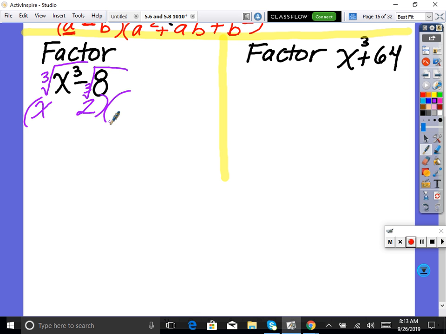Now start your sum. You do the front times the front, x times x. Then the front times the back. Then the back times the back. The original sign always drops straight down, so this must be minus. The next sign is always opposite of that, so this would be plus. The final sign is always plus. And we're done.